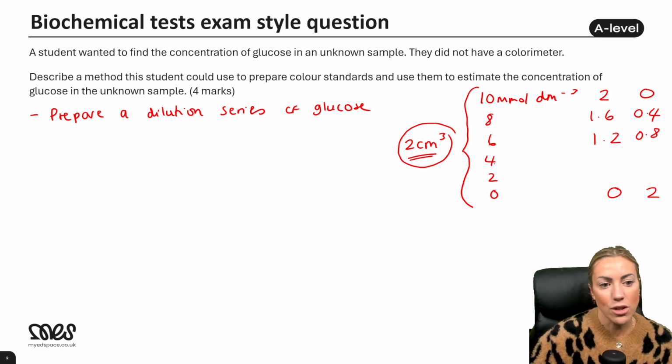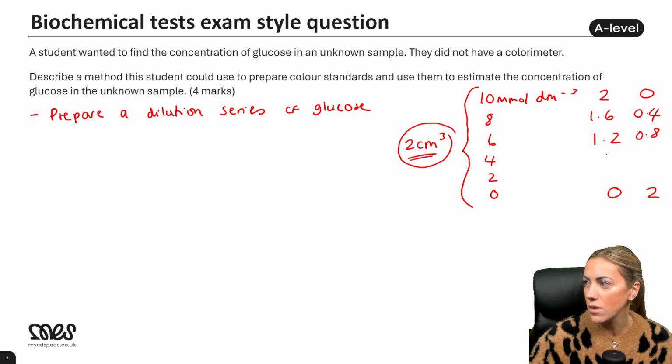If I want the final concentration to be 4, well, 4 over 10. So I need 4 parts of my final volume to be glucose, or 40% of my final volume to be glucose. And I need the other 60% to be water, or the other 6 parts to be water.